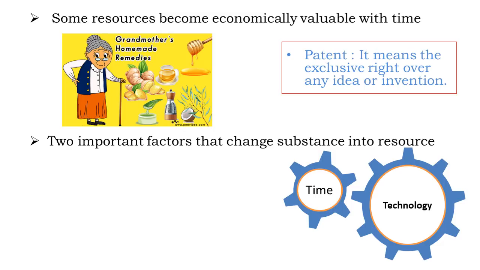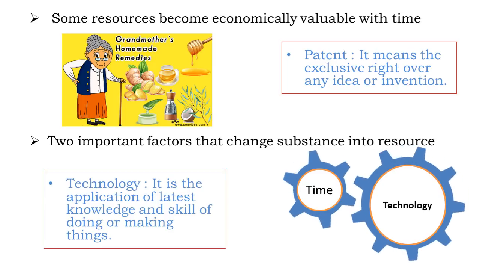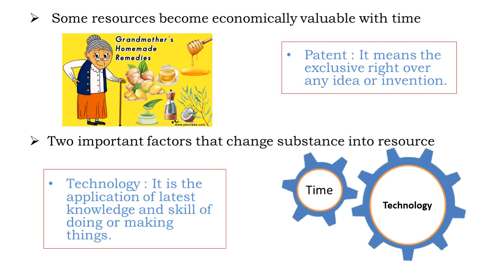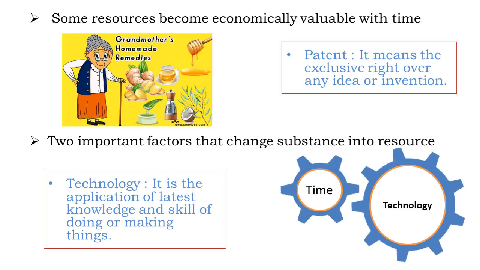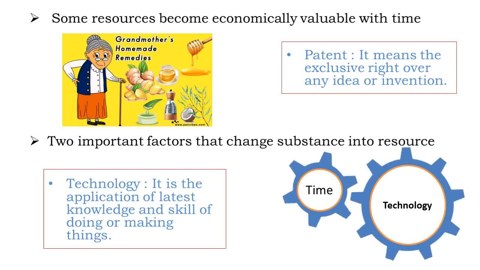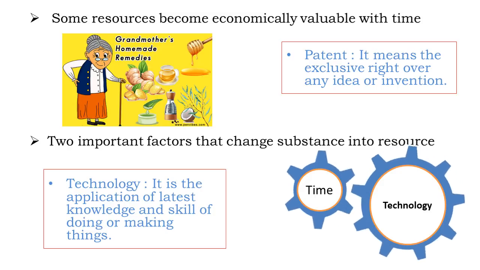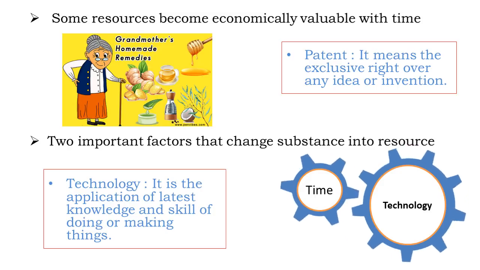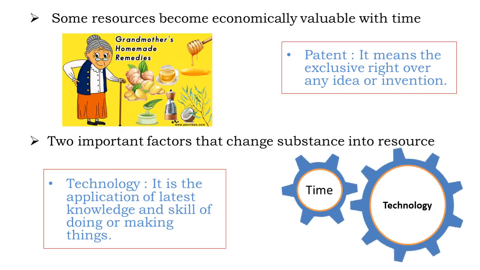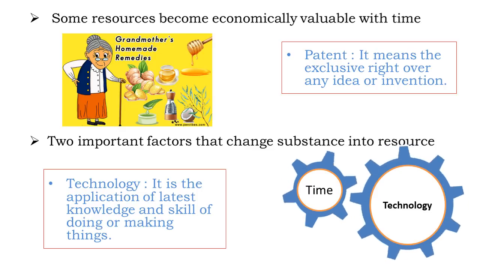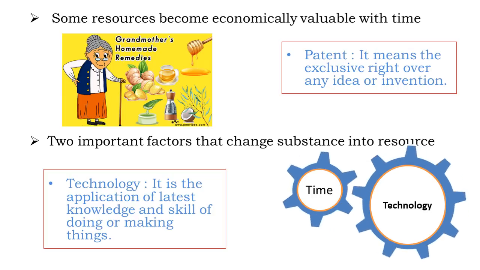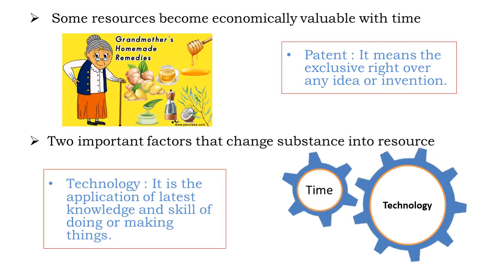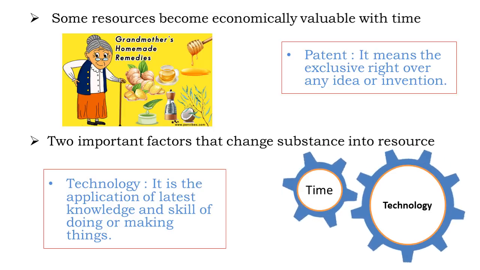Next, we talk about two important factors that change any substance into a resource, and they are time and technology. Technology is the application of latest knowledge and skill of doing or making things. So remember, two important factors that change any substance into a resource are time and technology.